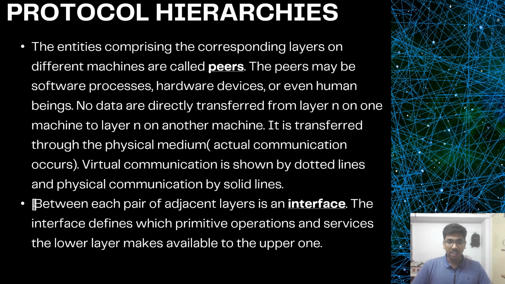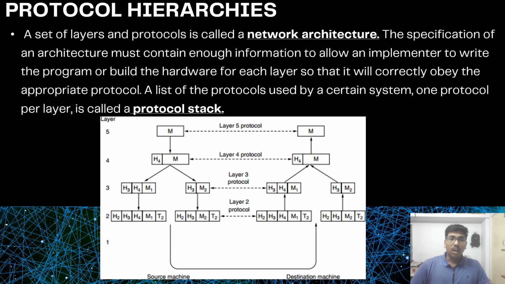Between each pair of adjacent layers is an interface. The interface defines the primitive operations and services the lower layer makes available to the upper one. A set of layers and protocols is called network architecture. The specification of an architecture must contain enough information to allow an implementer to write the program or build the hardware for each layer so that it will directly obey the appropriate protocol.